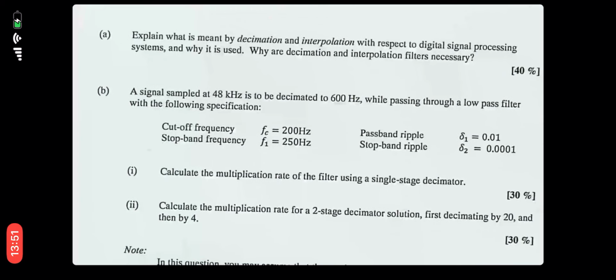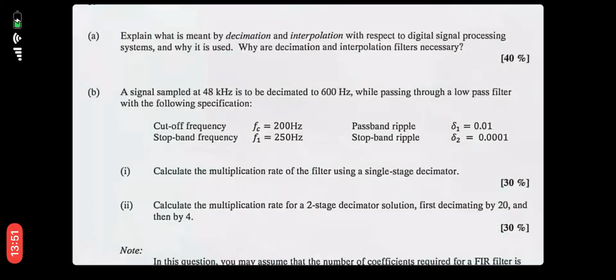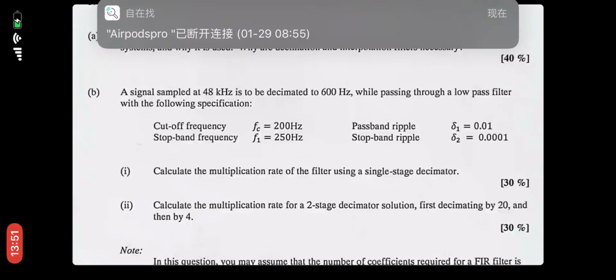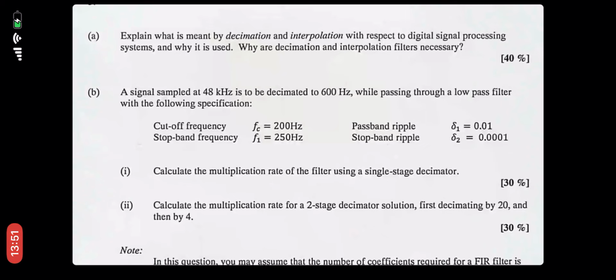Okay. So, explain what's meant by decimation and interpolation and why the filter is needed. Well, we've talked about that over the last couple of lectures. Also called upsampling and downsampling. The filters are there to get rid of the aliasing problems that we would otherwise have. It's got 40% of the marks for that, so you want a slightly more involved answer.